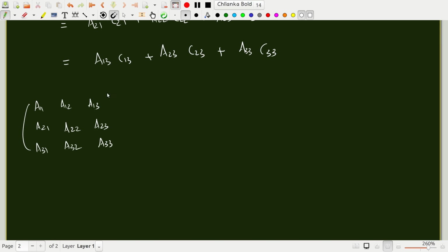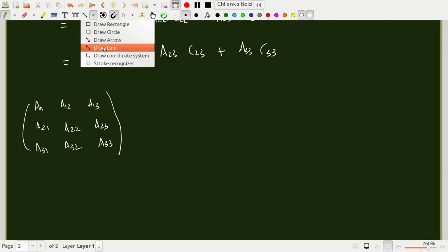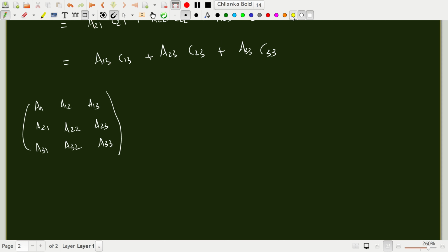So let's take a 3 by 3 matrix. One example of a determinant is what you typically do in your high school or earlier courses in mathematics. You will pick the first row, right? That's what you typically do. And once you pick the first row, you will say that A is equal to A11 times C11 plus A12 times C12 plus A13 times C13.